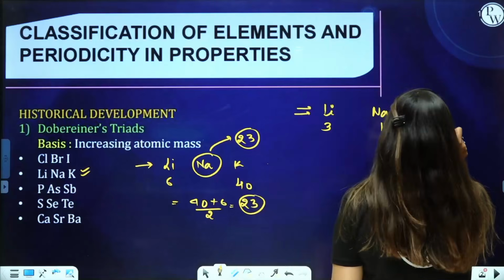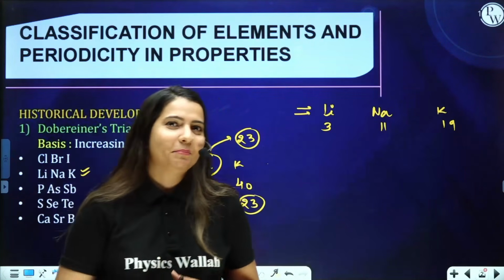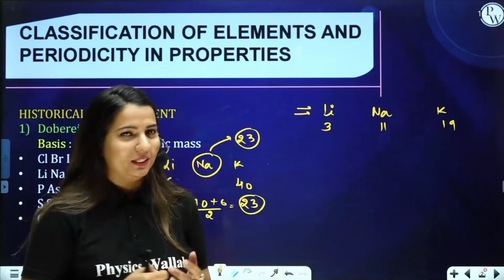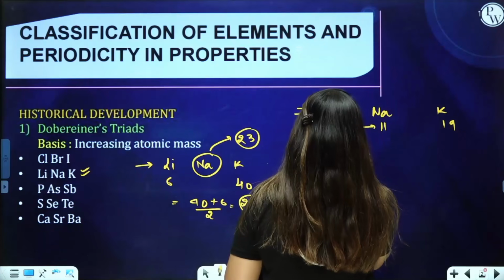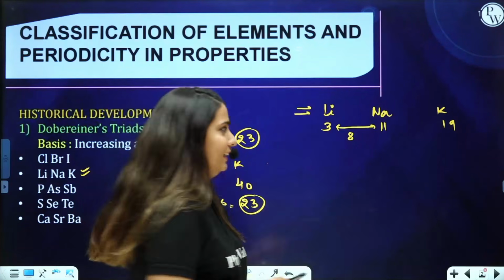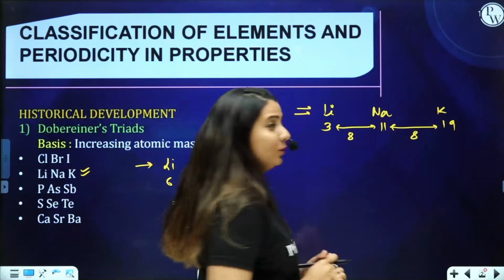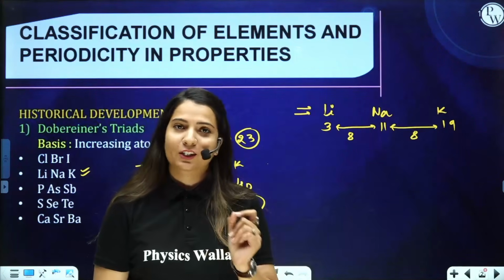And what is the atomic number of potassium? That is 19. It is easy to remember the atomic number as compared to the atomic masses. So what you can do is just take the difference of these two. 11 minus 3, the difference will be what? 8. Just take the difference over here also. Same, the difference will be 8. If you get the same differences, then also it will follow the Dobereiner triads.